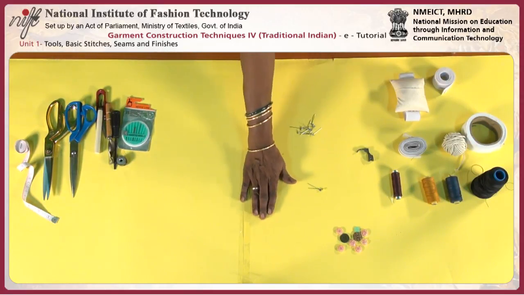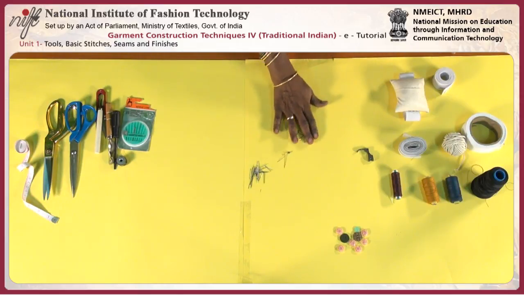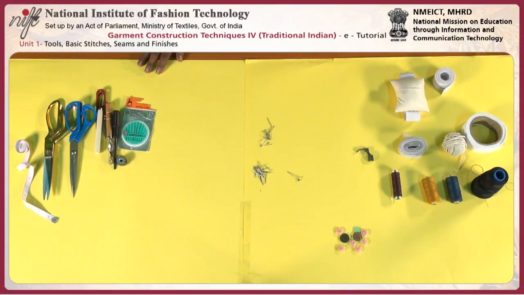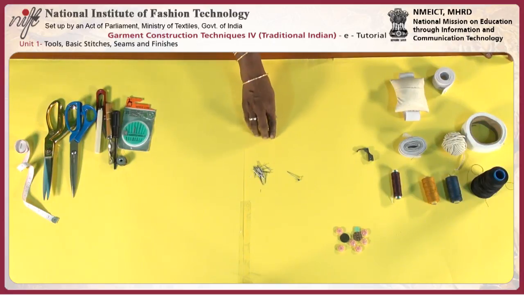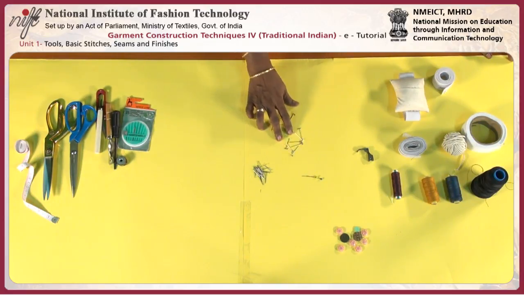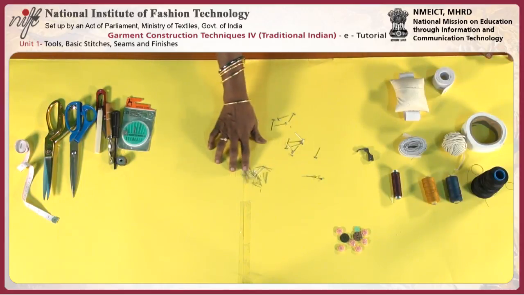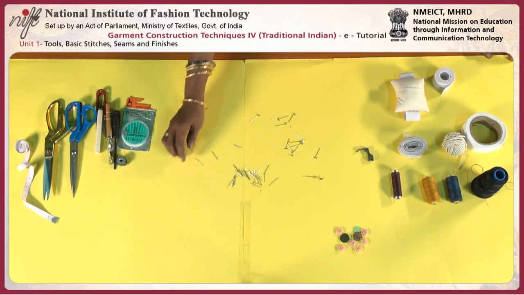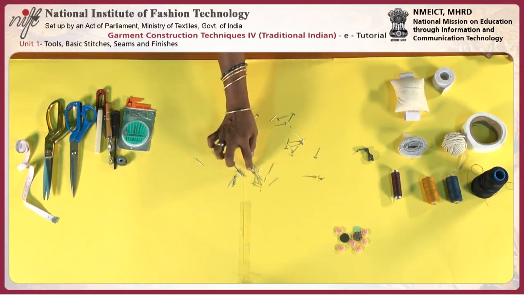And these are the pins used in garment construction. So, if you want to place two materials together, you may pin them and check whether the position is right, whether the fitting is right. So, there are different kinds of pins. One is the ball head pin, another is a T head pin, and another is called a ball pin, which is available thicker and also thinner.